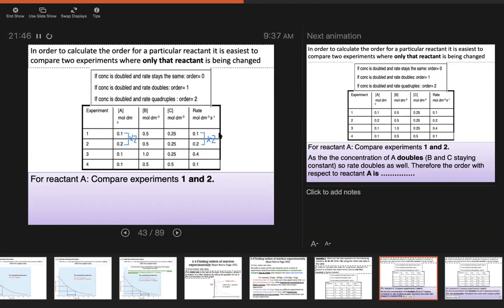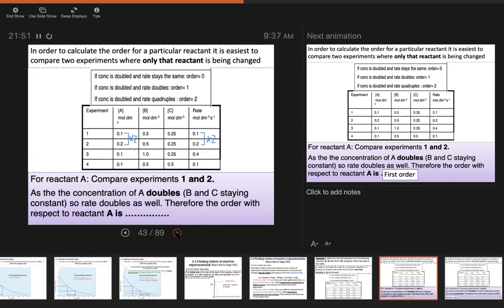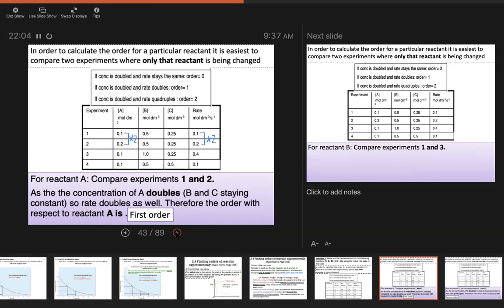Right. So to answer that, as the concentration of A doubles while B and C stay constant, the rate doubles as well. Therefore, the order with respect to reactant A is first order. So can you please show the working in your notes when you compare experiment 1 and experiment 2? So concentration of A times 2, and then the rate times 2 as well.